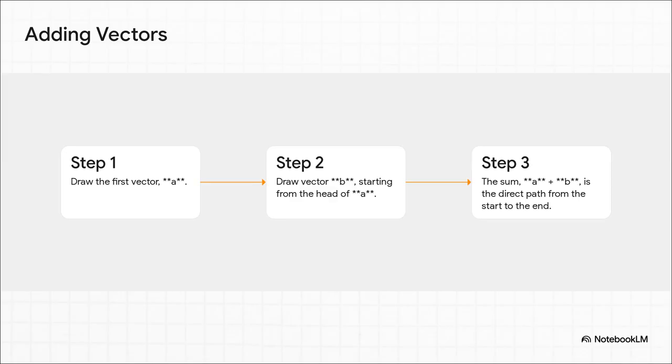If vector A is the journey from your house to the store, and vector B is the journey from the store to the park, then the new vector A plus B is the single direct path from your house straight to the park. You just draw one arrow after the other, head to tail.